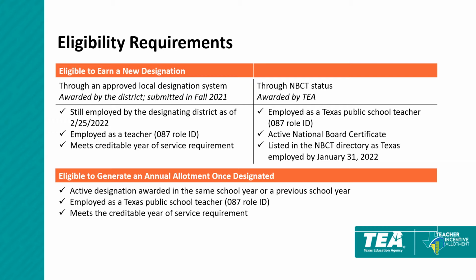For any districts that employ a National Board Certified Teacher that does not yet have a designation, this will be awarded automatically by TIA if they are employed as a Texas public school teacher in a 087 role ID, have an active National Board certificate, and as of January 31st, they were listed in the NBCT directory as employed in Texas. All designated teachers will generate an allotment if they meet the following criteria. They must have an active designation awarded in the same school year or a previous school year, be employed as a Texas public school teacher in a 087 role ID, and meet the creditable year of service requirement.